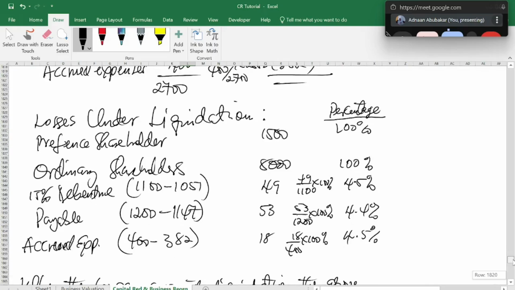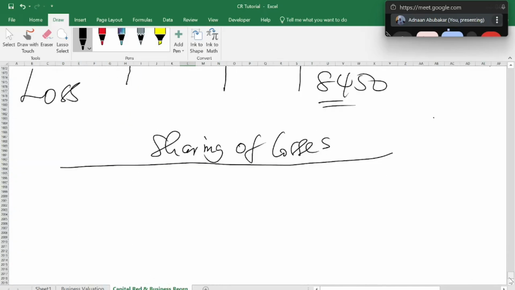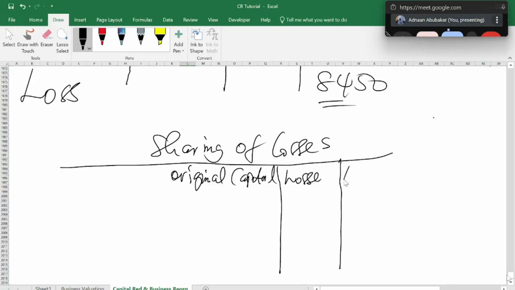Liquidation: preference shares is what? 1,500. Ordinary shares is how much? 8,000. So when you are coming to share the losses here too, you should be mindful of the losses with regards to the liquidation, right? So here you will say the original capital. Then here is the losses, and here is the new capital or liability. Liability. Okay, then you underline that one too.